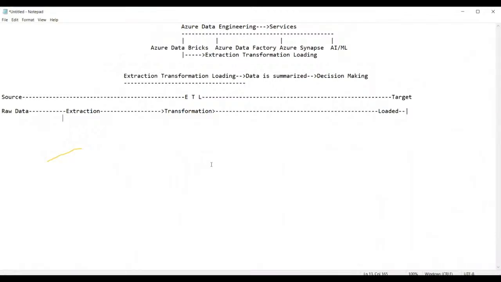Okay, so guys, is it clear for everyone what ETL actually is? Yes, guys, I want an answer, please.